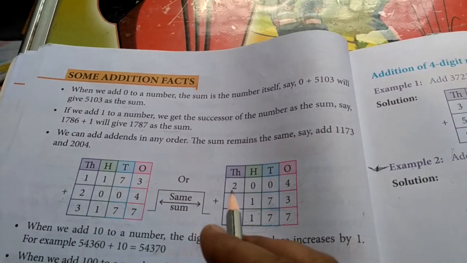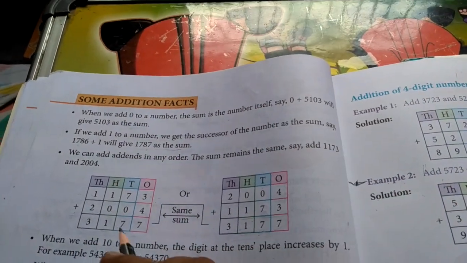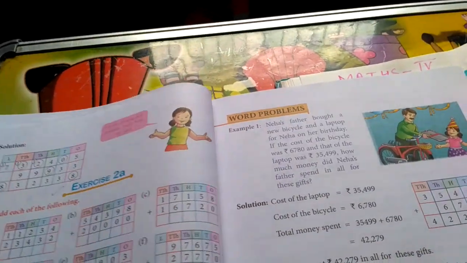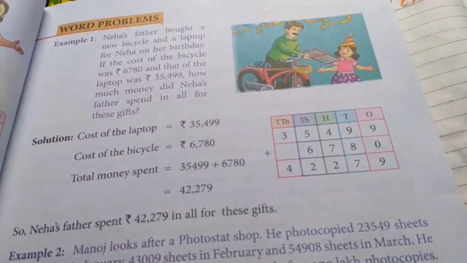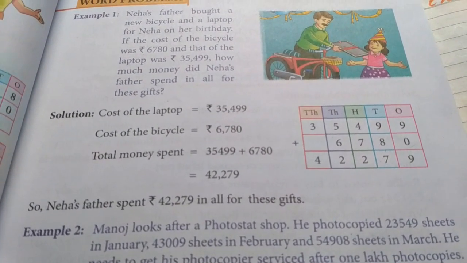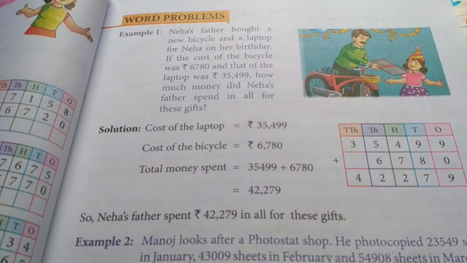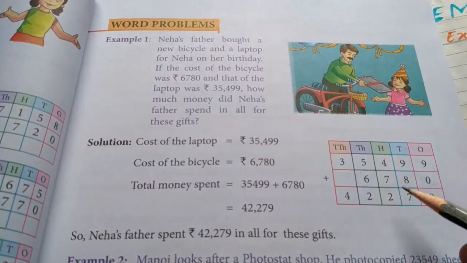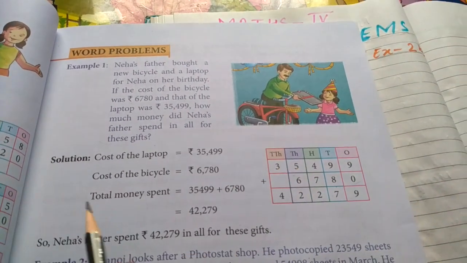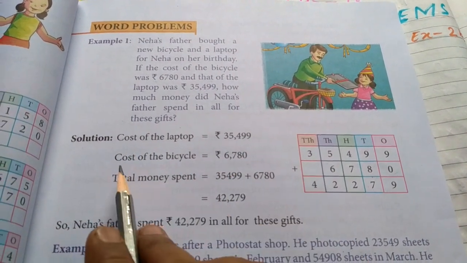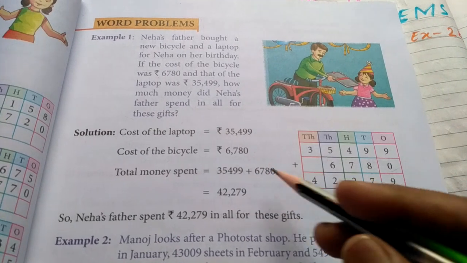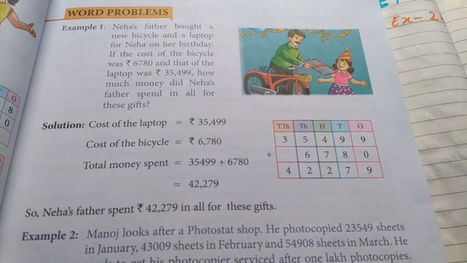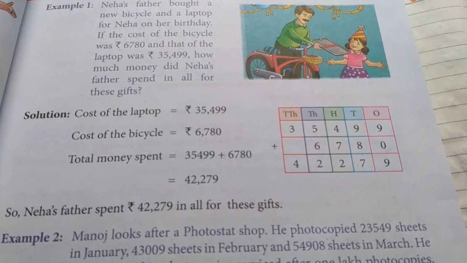So both the addends can be written in any order, but the sum will be the same. Here also you can write first the cost of the bicycle and then add the cost of the laptop to that. But let's see if it is done in this way only in this example. We have written the cost of the laptop and the cost of the bicycle, and both have been placed in their place values: ten thousands, thousands, hundreds, tens, ones.